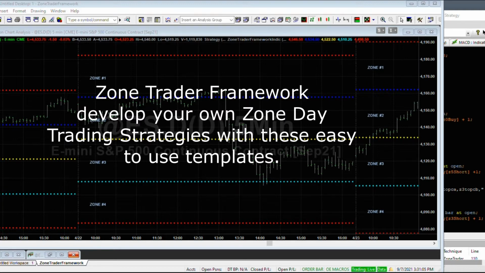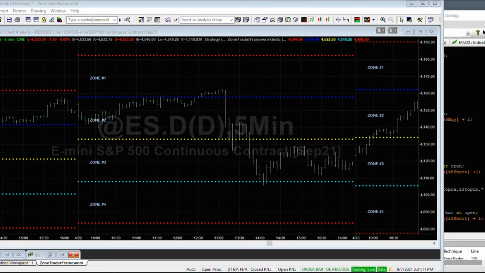EasyLanguage. It is called the Zone Trader Framework or Zone Trader Analysis Framework. I haven't really come up with a complete name. We may just go with Zone Trader Framework. But it's used so that you can easily design day trading systems, and it's important. This is designed solely for day trading of the stock indices or any market, as long as there's enough volatility.